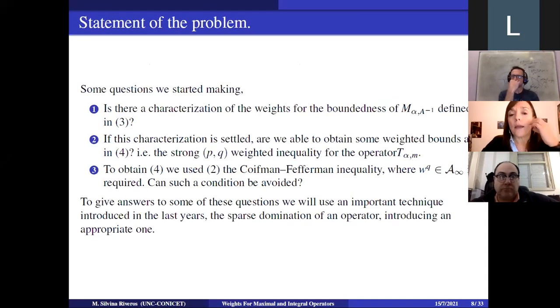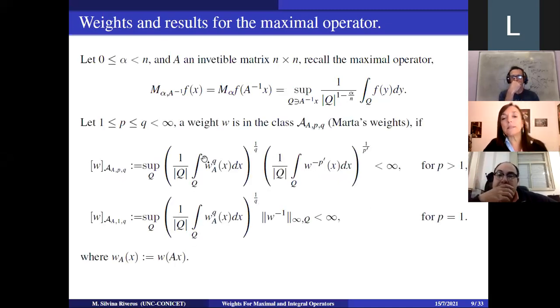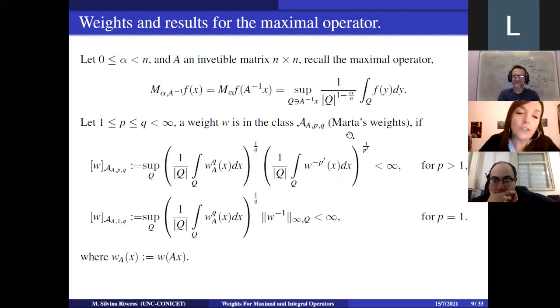So let's start with the fractional maximal operator given by this matrix A. We will consider this, and we will define the following classes of weights. We used to say these are Marta's weights, Marta Urciuolo, because Marta worked for a long time with us in several works with me and Gonzalo, Lucas, well, with all the group of FAMAF. She has recently retired. So we like to say Marta's weights.